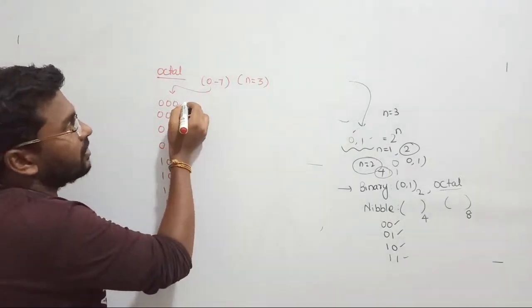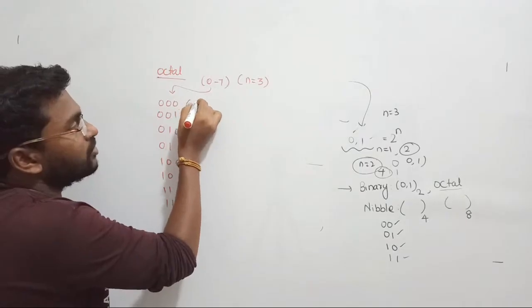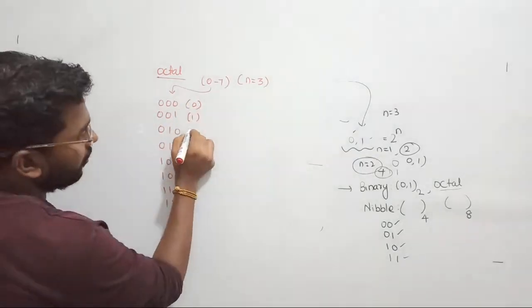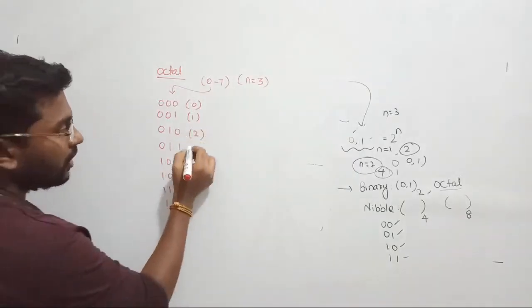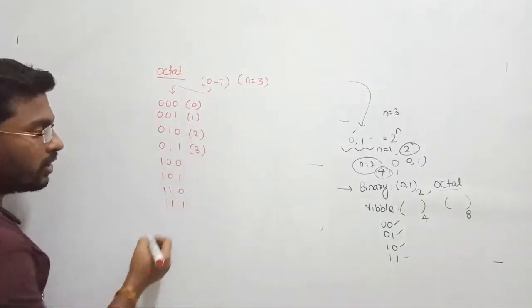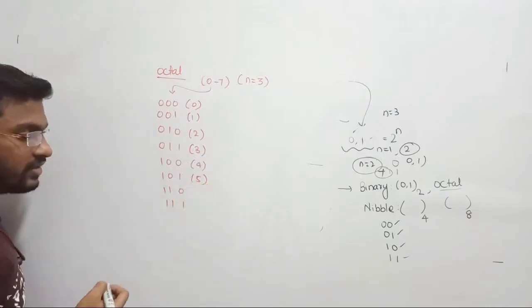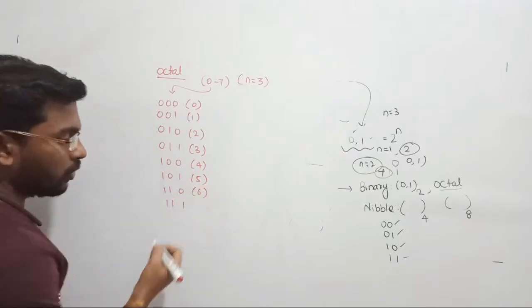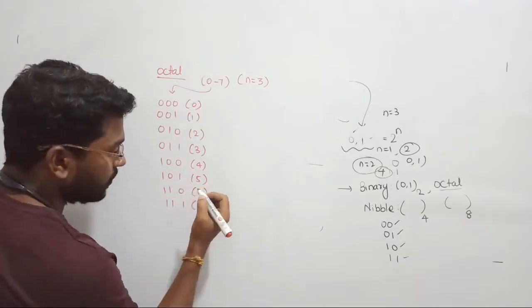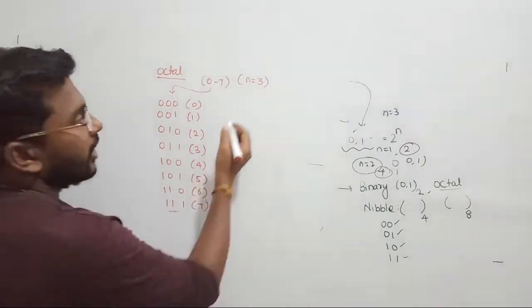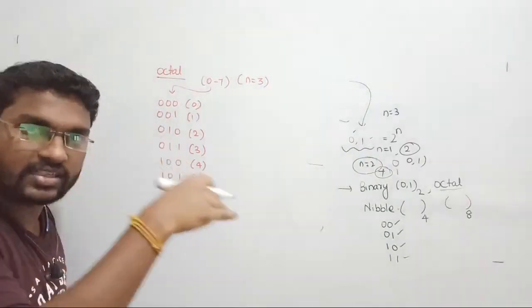So for the octal system, the equivalent value of 0 is 000, of 1 is 001, of 2 is 010, of 3 is 011, of 4 is 100, of 5 is 101, of 6 is 110, and of 7 is 111. Like that, we can go up to 7 when I am considering 3 bits in the digital system.